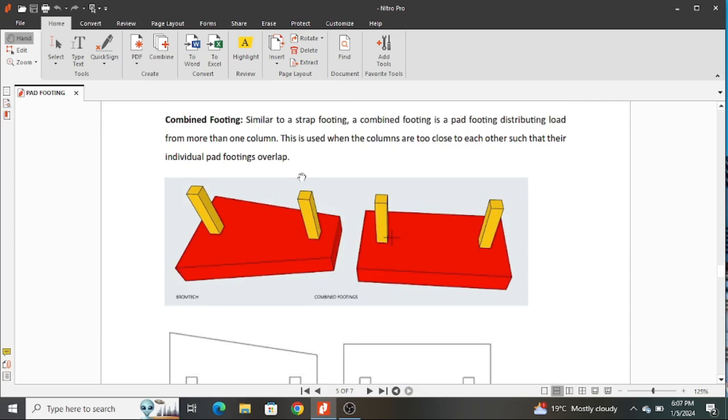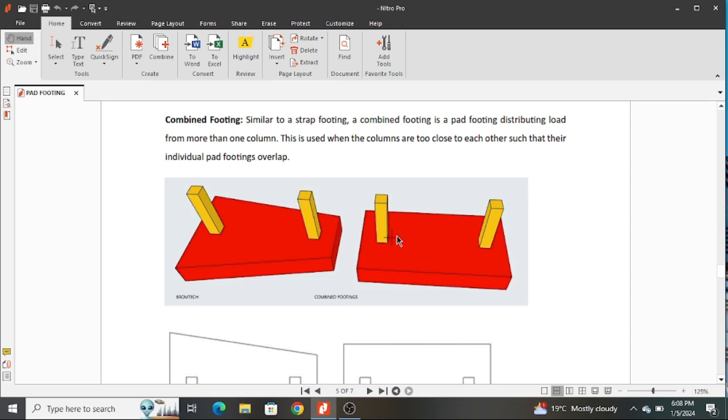Next, we move to combined footings. Combined footing is actually similar to a strap footing, but it is a pad footing distributing load for more than one column. It is just one footing, but supporting more than one column. Sometimes it can support two columns, three columns, or four columns. And if one footing supports so many columns, we cease to call it a pad footing. Now it becomes a raft or a mat foundation. But if we have one footing supporting more than two columns, and just very few, maybe two or three, it is called a combined footing.